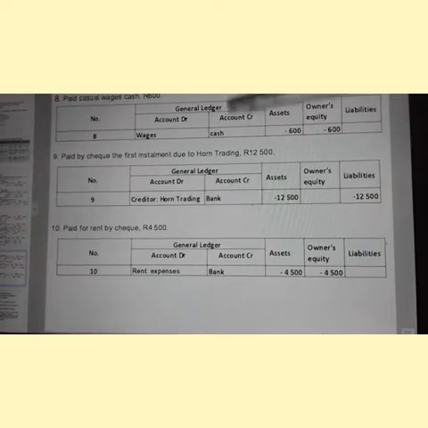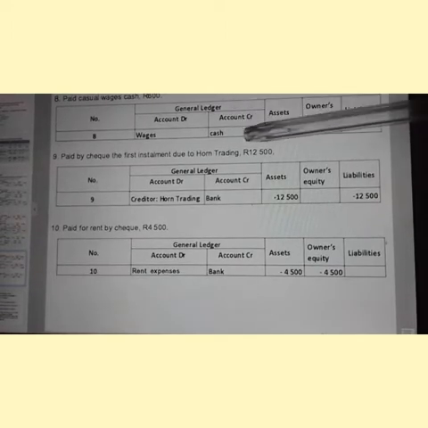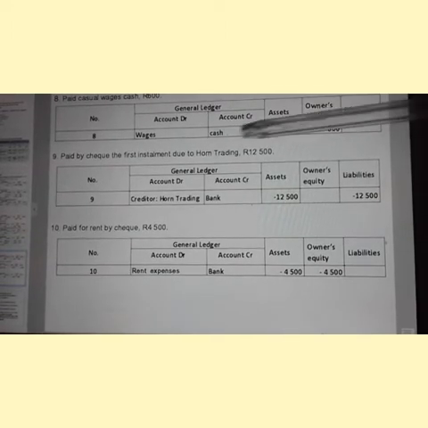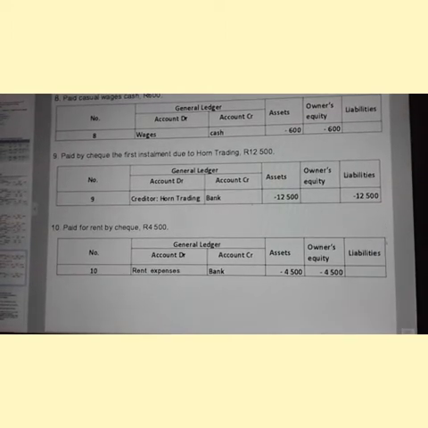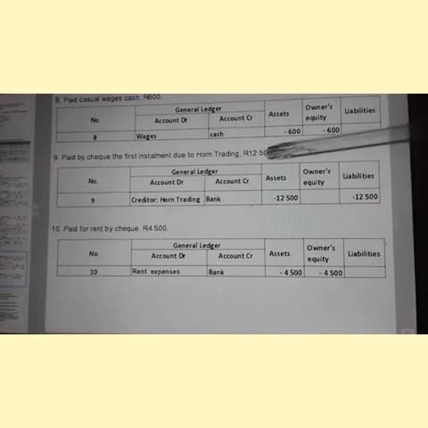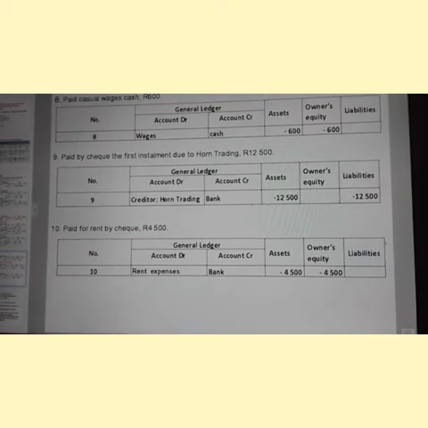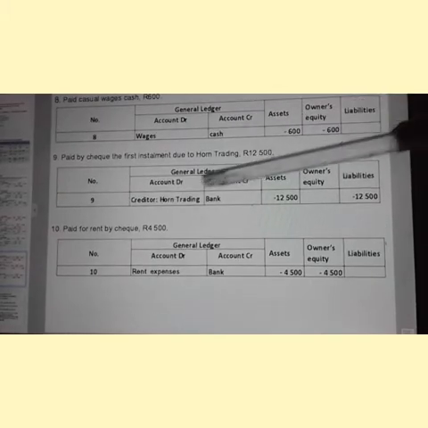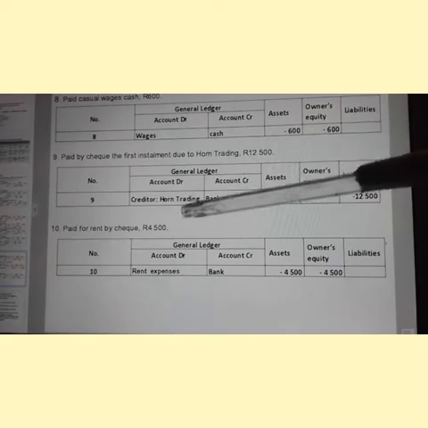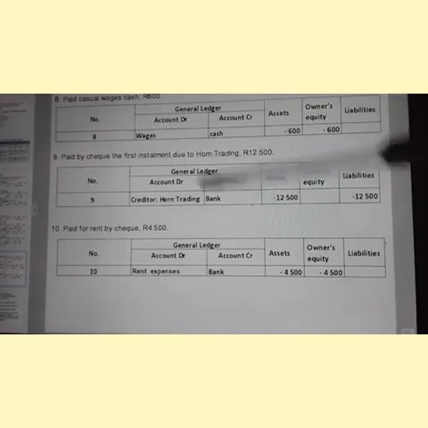And so now we are trying to make our payments to Horn Trading. So we're trying to settle accounts. This is our first monthly installment that we paid to Horn Trading. So the two accounts to be identified here, we have Horn Trading, the creditor account. We have creditors, which is Horn Trading. You can either put creditors or you can put Horn Trading, it doesn't matter. And bank, because this was paid with check or bank account.